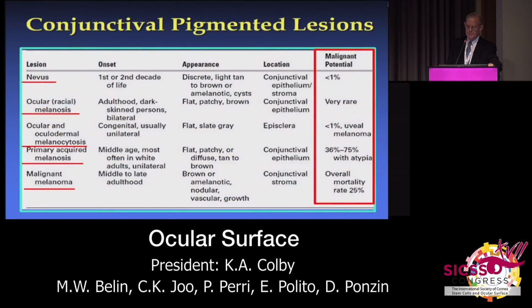So in summary of the pigmented lesions, you can see on the far right, nevus has very low malignant potential, ocular melanosis, very low malignant potential. Melanocytosis can give you a low chance of uveal but not conjunctival melanoma. PAM can give you somewhere in that 36 to 75%, especially if atypia on biopsy. Malignant melanoma can have a mortality rate of 25-26%.